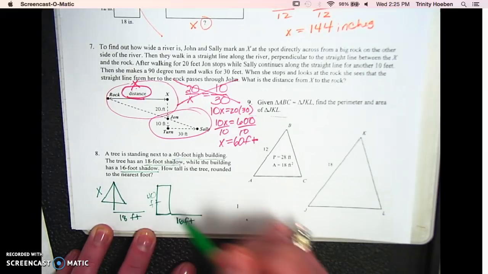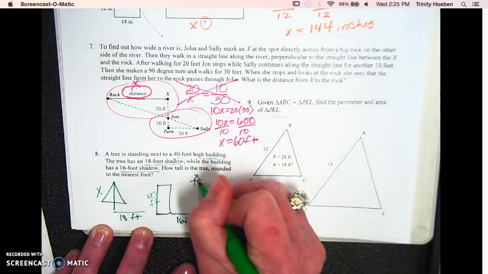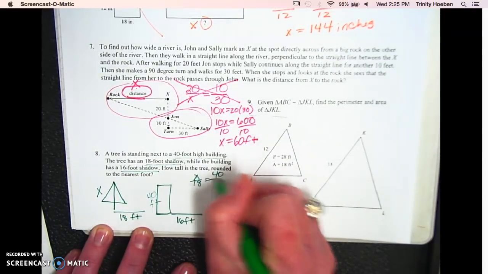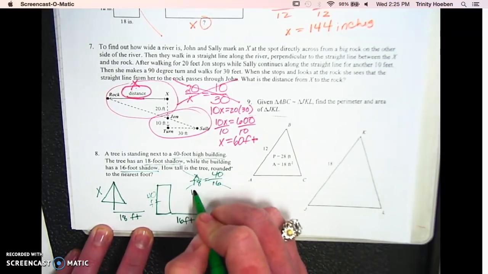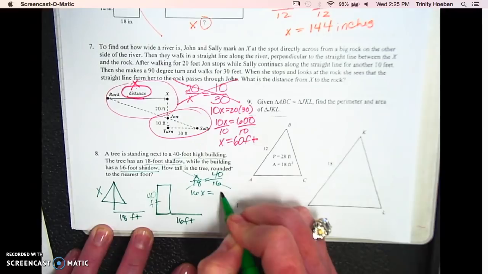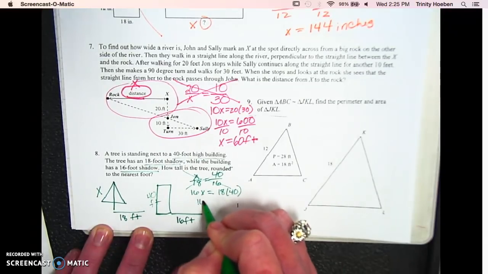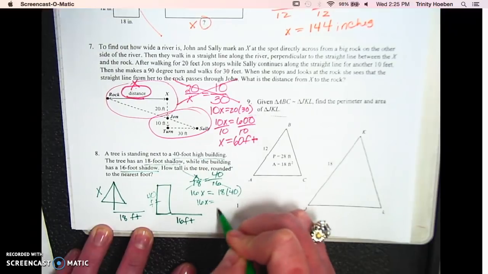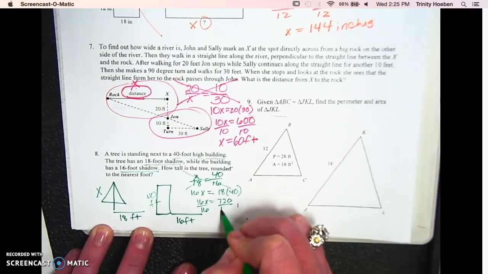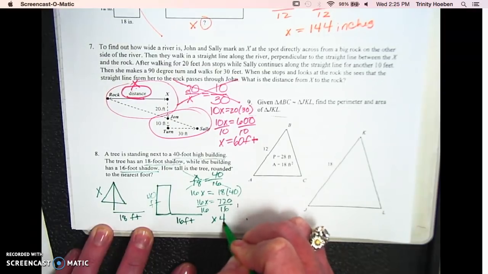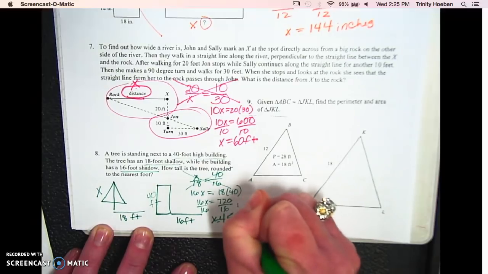So I'm just going to use these numbers to set up my proportion. So I'm going to say x to 18 equals 40 to 16. Do the cross product. So we get 16x equals 18 times 40. So on my calculator, I punch in 18 times 40 and I get 720. Divide both sides by 16 and the answer is 45. And that one is measured in feet.